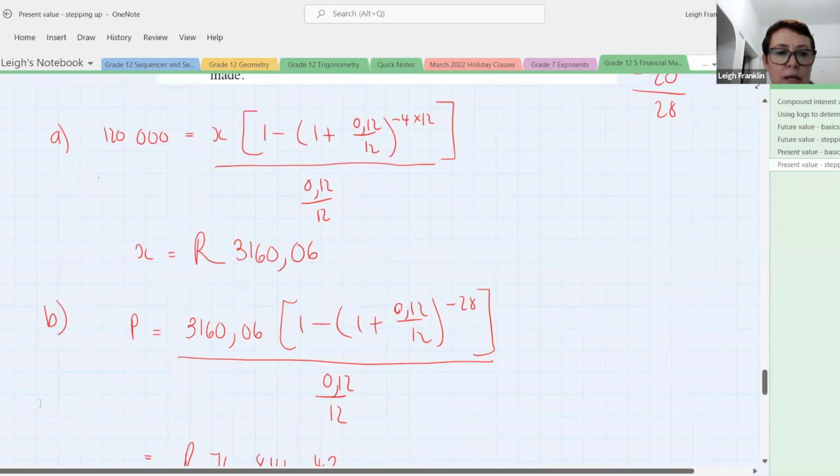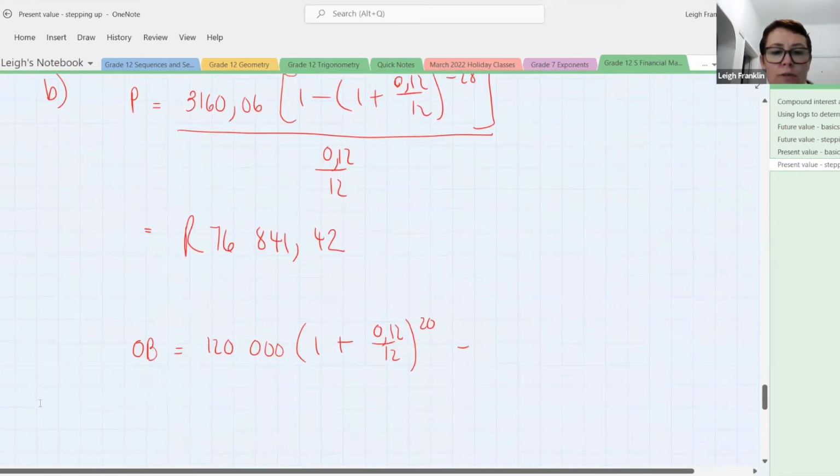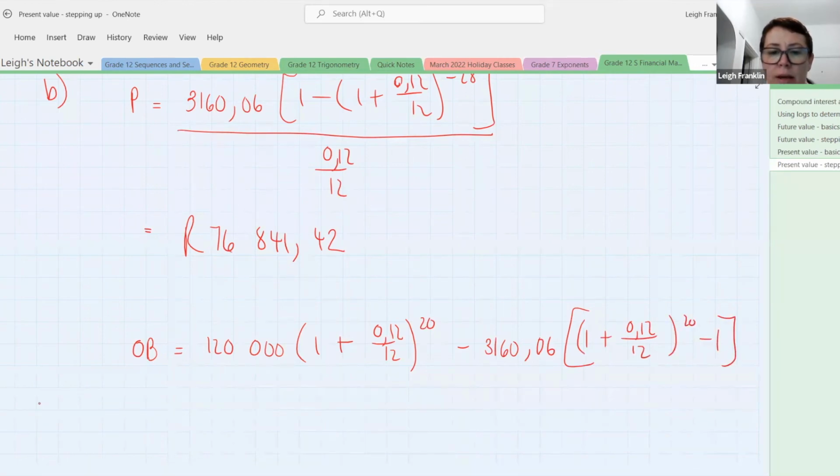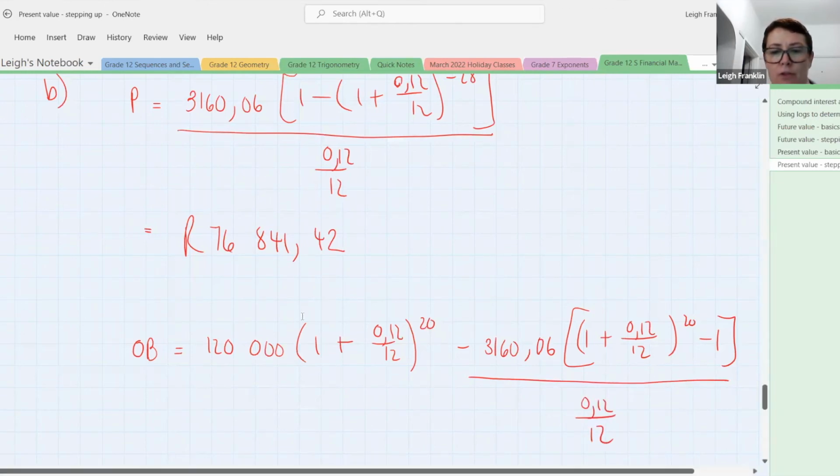So we need 3160.06, 1 plus 0.12 over 12, to the power of 20 payments, all over 0.12 over 12. Okay, like so.